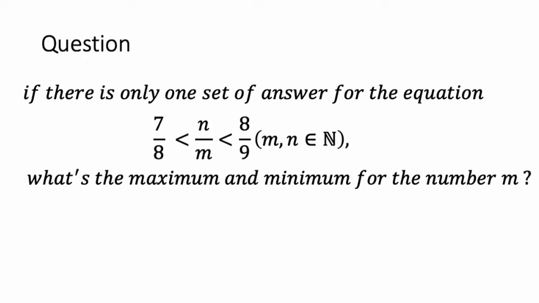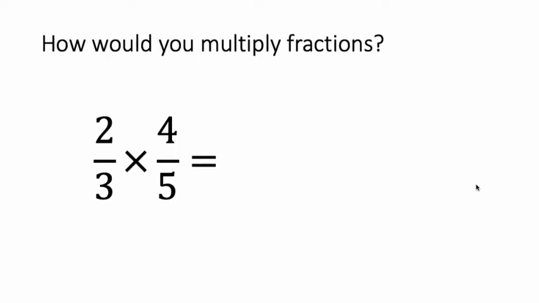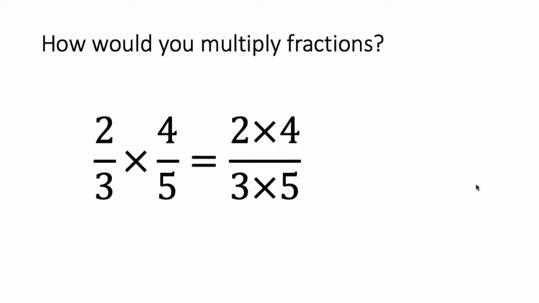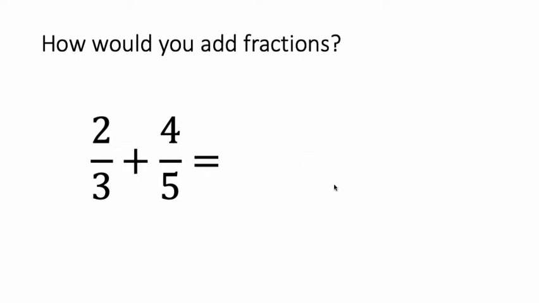Before we answer our today's question, let's look at something else. How would you multiply fractions? Well, you'll multiply them by the numerator itself and the denominator itself. Like this, 2 times 4 over 3 times 5, and you'll get your answer, which is 8 over 15, and this is correct. But how would you add fractions?